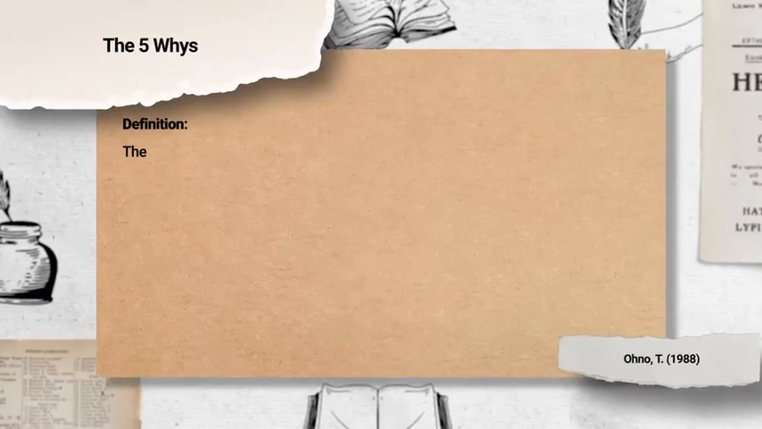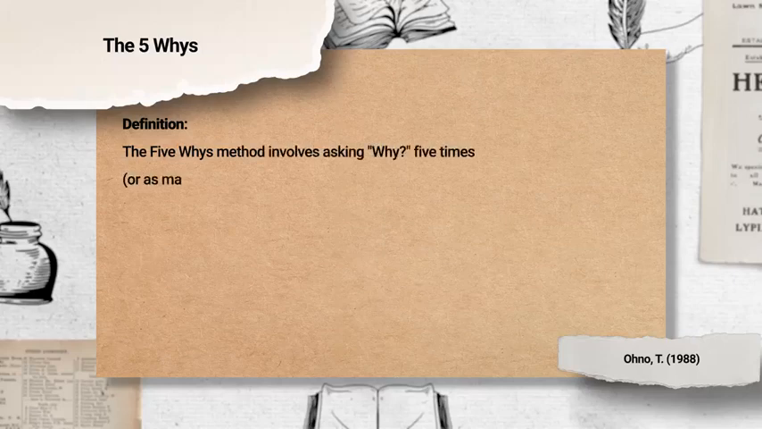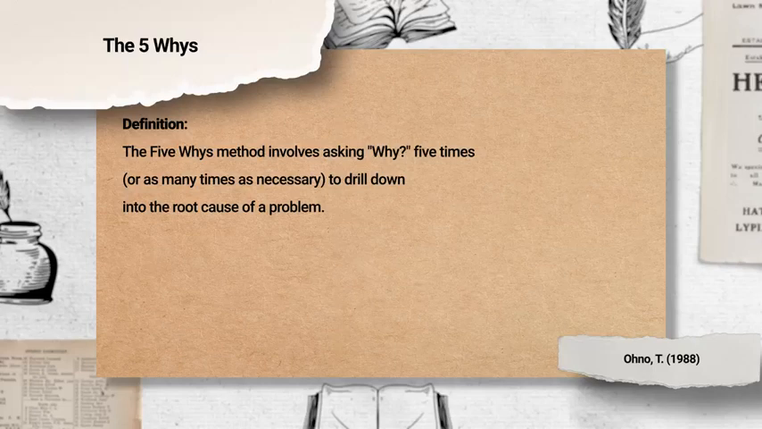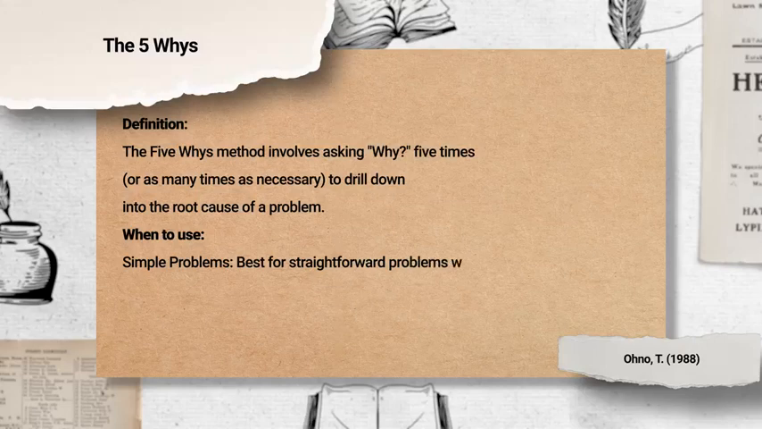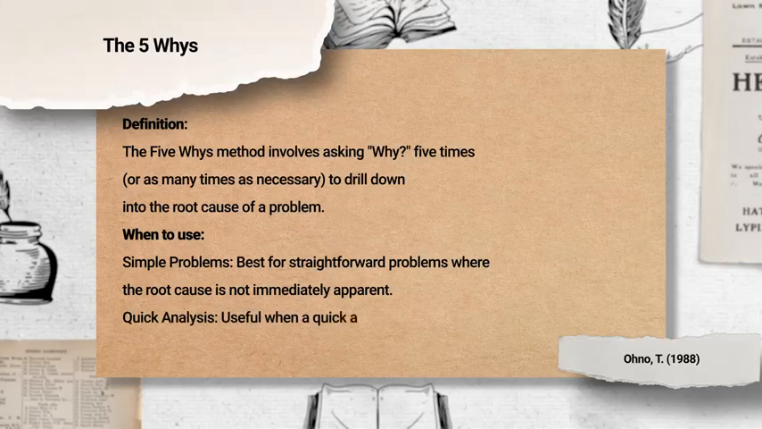Starting with the 5 whys, the 5 whys method involves asking why 5 times, or as many times as necessary, to drill down into the root causes of a problem. When to use it? In simple problems, as it's best for straightforward problems where the root cause is not immediately apparent. For quick analysis, as it's useful when a quick and simple analysis is needed. Now, the answers to those 5 whys are not something for you to predict or assume. The answers lie within the data given, in order for you to dig down deeper into it.